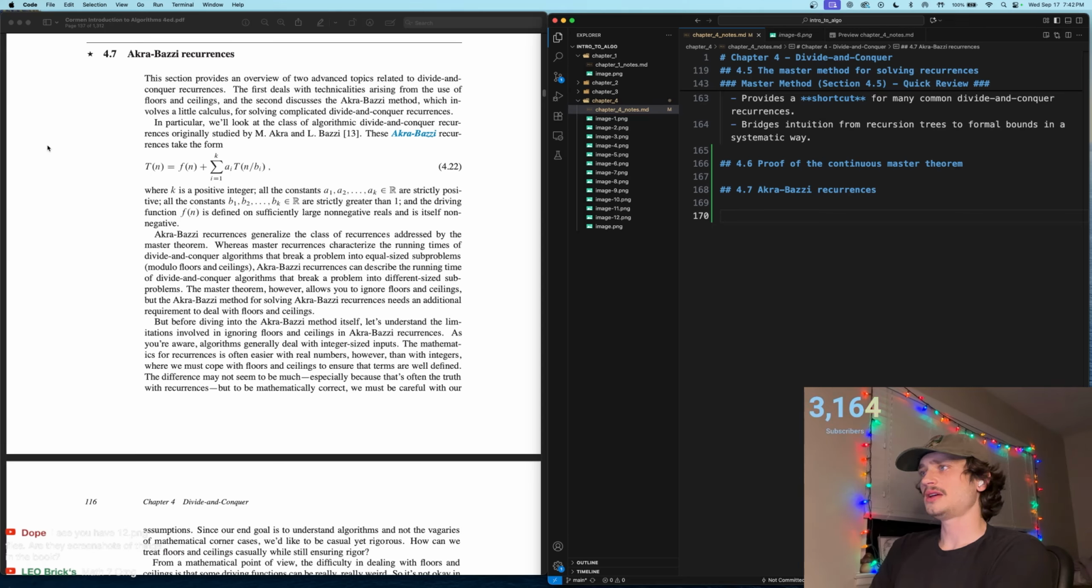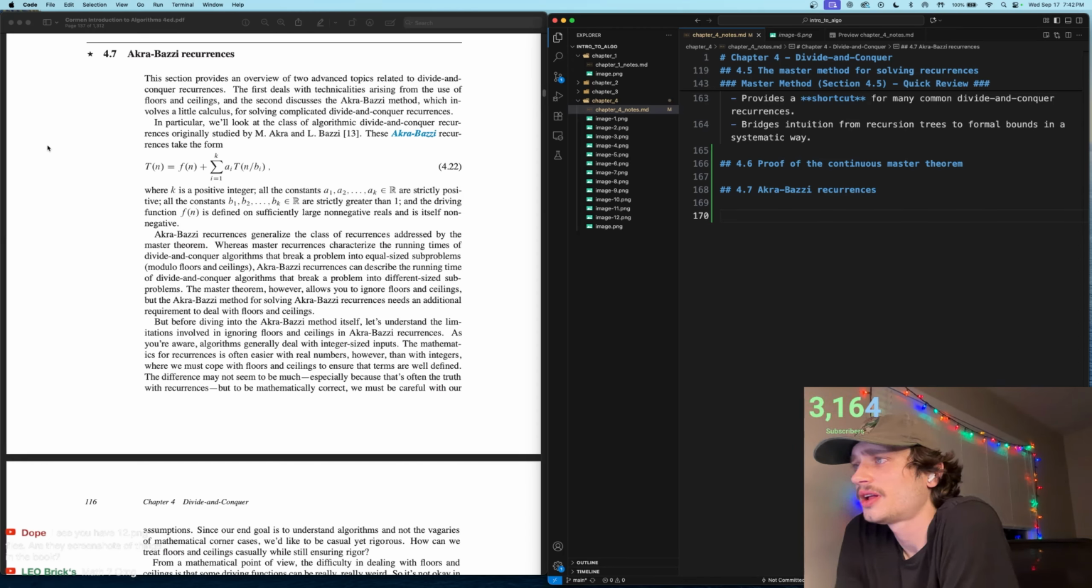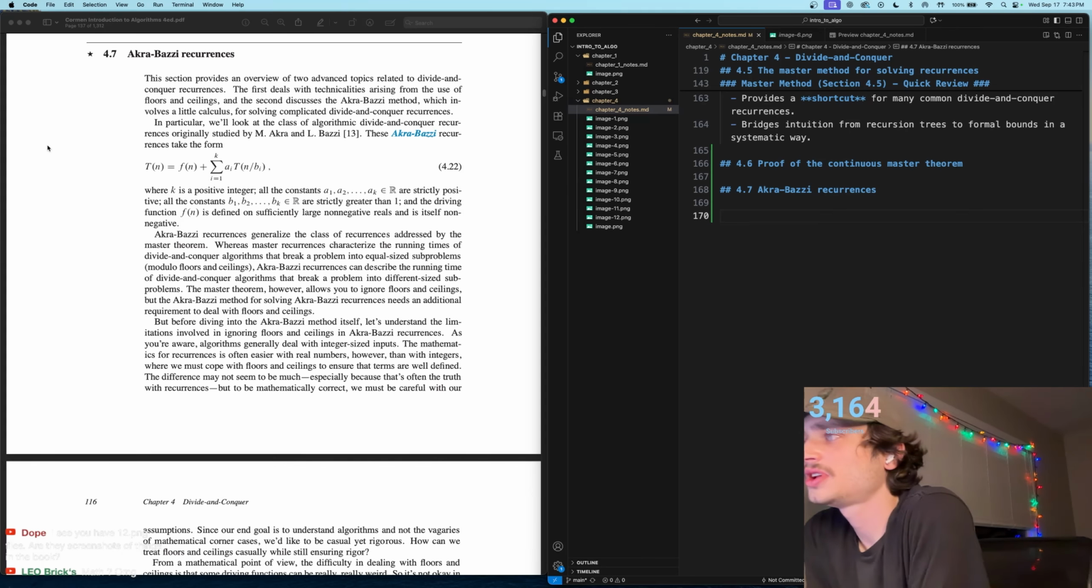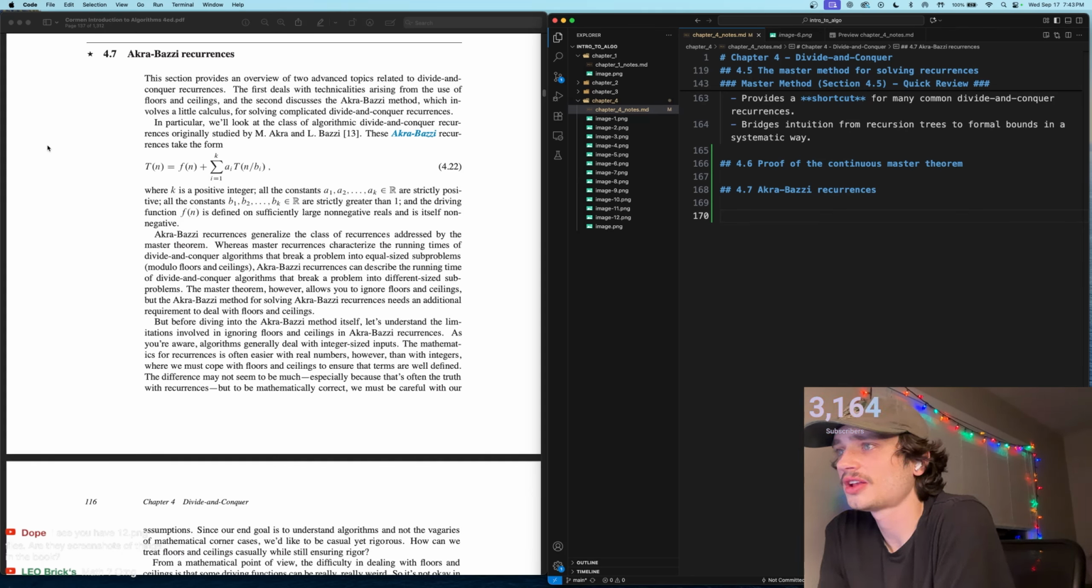These Akra-Bazzi recurrences take the form of T of n is equal to f of n plus the sum, for values of i equal to 1 up to some value of k, of a sub i times T of n over b sub i, where k is a positive integer. All constants a1, a2 up to a sub k are real numbers and strictly positive. All constants b1, b2 up to bk are real numbers and strictly greater than 1. And the driving function f of n is defined on sufficiently large non-negative reals and is itself non-negative.